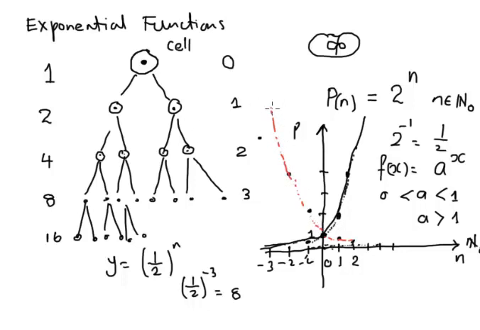So what does that say? It says this function, if we take the real numbers, is going to go through 0. Because at 0, what is it going to be? It is going to be half to the power 0. But a number to the power 0 is equal to what?